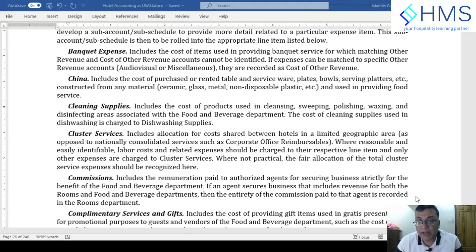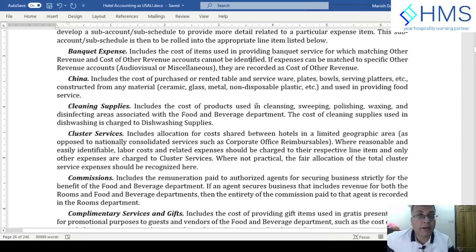Let's look at the other expenses. So the next line item is the Chinaware. Usually the hotel has a lot of crockery to use for guest services. Maybe it's purchased or it's a rental.